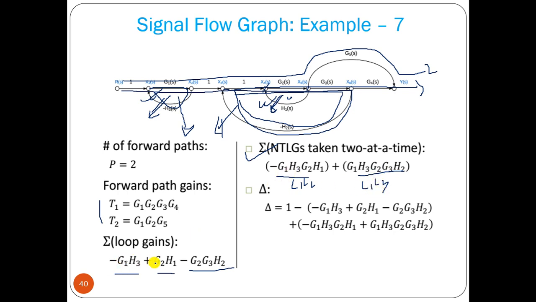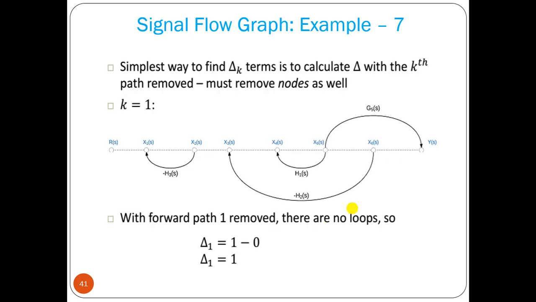So G1 H3, G2 H1, plus minus, so it is minus. Now L1 L3, that is, this is your L1 L2 L3. So L3 means minus minus plus, G1 G2 G3 H2 H3. So we have taken care of 2 non-touching loop pairs. So 1 minus individual loop gain plus sum of product of 2 non-touching loops. And we can take the delta value without any problem. Fine. Now how we can find out delta 1?